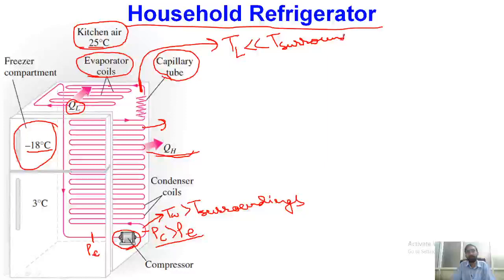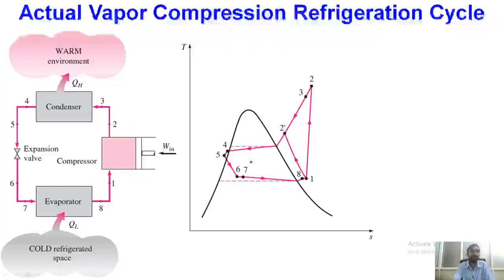So if we keep a larger length of this portion open to the atmosphere, there will be unwanted heating of the refrigerating medium. That's why whenever refrigeration units are designed, this throttling device is placed as close as possible to the evaporator. So this is the typical representation of a household refrigerator, and the arrangement of the different components that we have seen over here.